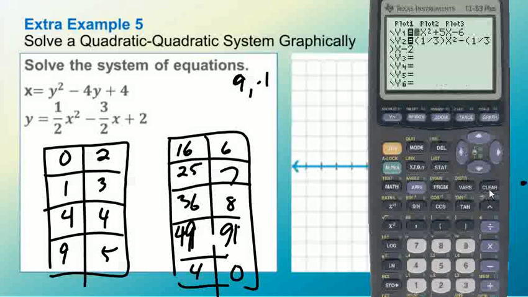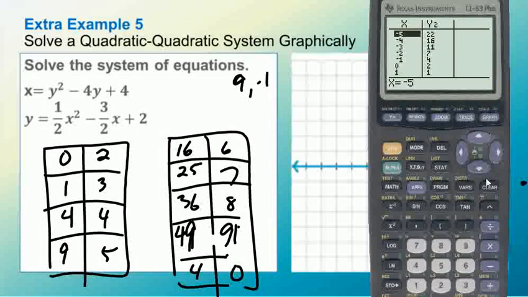So if I go to y equals, clear this one, and then I'm going to put 0.5 x squared minus 1.5 x plus 2. If I go to the table of values, let's see if we have any of the ones that I have in here. We have a 0, 2. We have a 4, 4. So let's put some of these down.